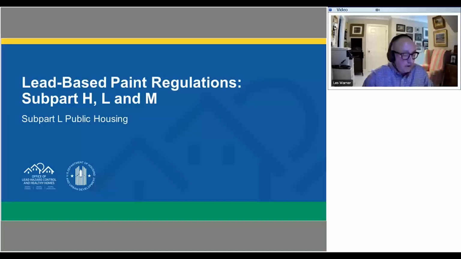Just wanted to mention a couple of notes here. So previously, Subpart H, which is for project-based assistance, and then also Subpart M, which is for tenant-based rental assistance, those have been already presented, and those will be available for you. I also wanted to mention under Subpart L that this does not include Indian housing. Indian housing is covered under Subparts H and M based on the type of activity that's being completed.